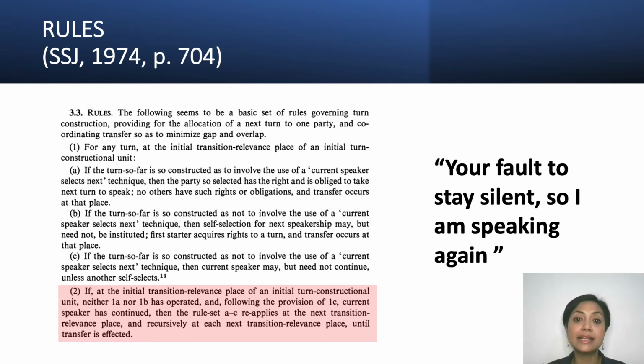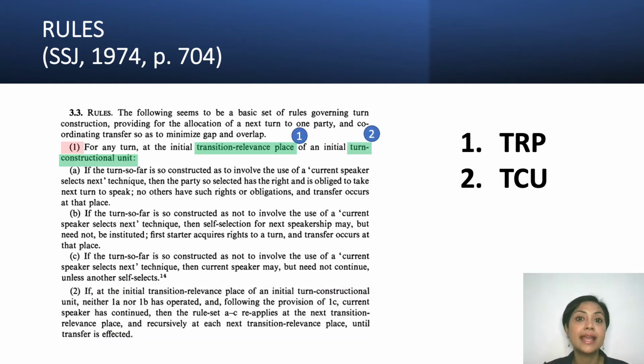Next, let's discuss a concept which I believe provides the bedrock for these rules. Pay attention, this is very important. That concept is encapsulated in the term Transition Relevance Place, or TRP, and Turn Constructional Unit, or TCU. Be familiar with these 2 terms because in CA, they are being used a lot and they are everywhere. Okay, let's go to TRP first.